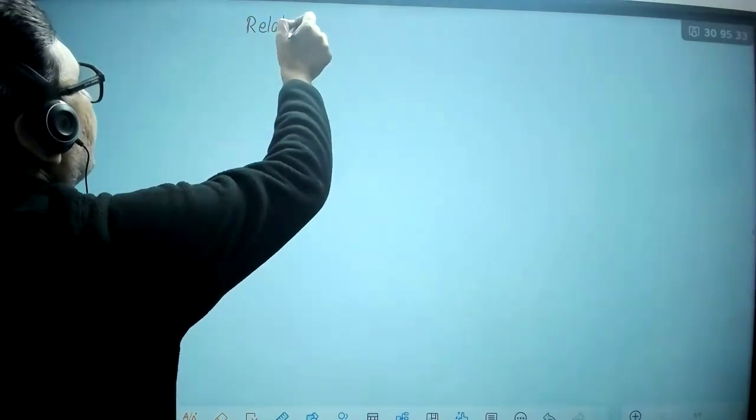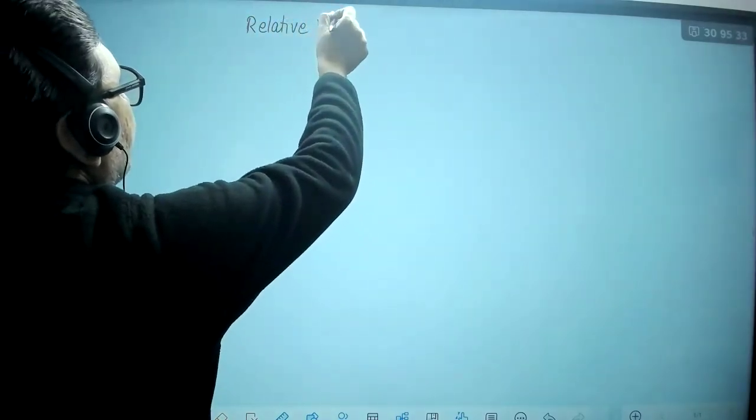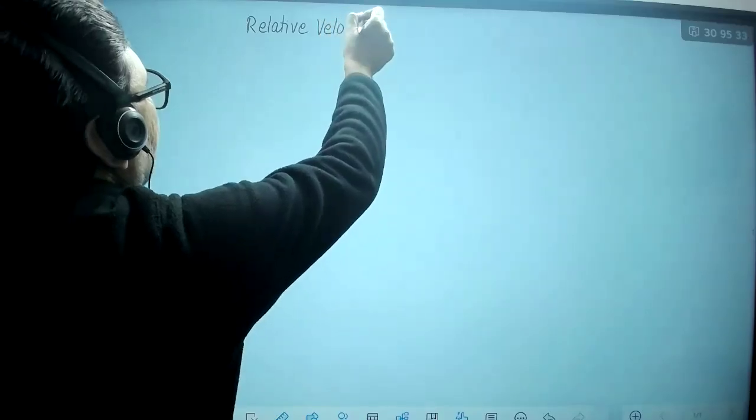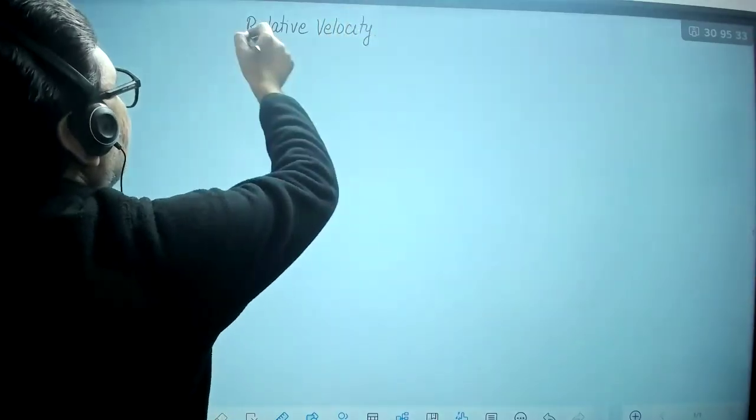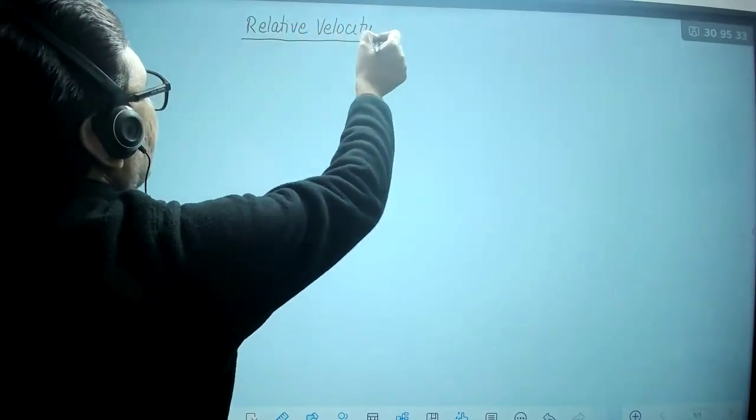Discuss relative velocity. Relative velocity. So I will try to explain relative velocity in a very simple way.